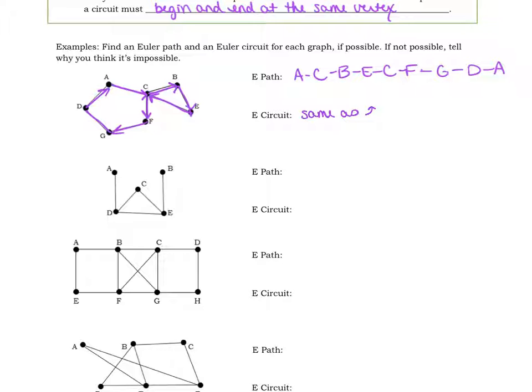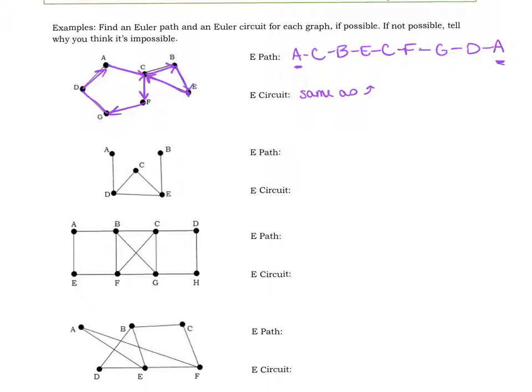Because remember, a circuit means that you start and end at the same vertex, and we did. Okay, we did start and end at the same vertex. So when I found a path, I happened to find the Euler circuit at the same time. And occasionally that happens. You kind of get two for the price of one. All right, for this next one here, finding an Euler path.